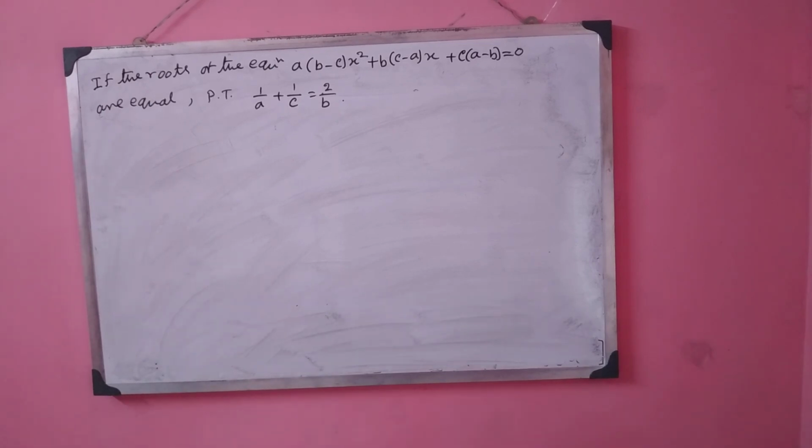If the roots of the equation a(b − c)x² + b(c − a)x + c(a − b) = 0 are equal, prove that 1 by a plus 1 by c equals 2 by b.